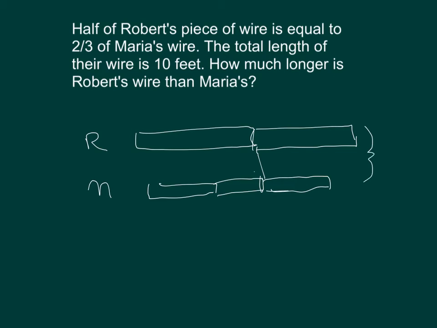Together, the 2 wire pieces equal 10 feet. Let's split Robert's also into a third and a third, so 2/3. So we have 1, 2, 3, 4, 5, 6, 7 total parts. And we're taking 10 and we divide it by 7, which equals 10/7. So that's the distance there, because all of those are the same. 10/7 longer.